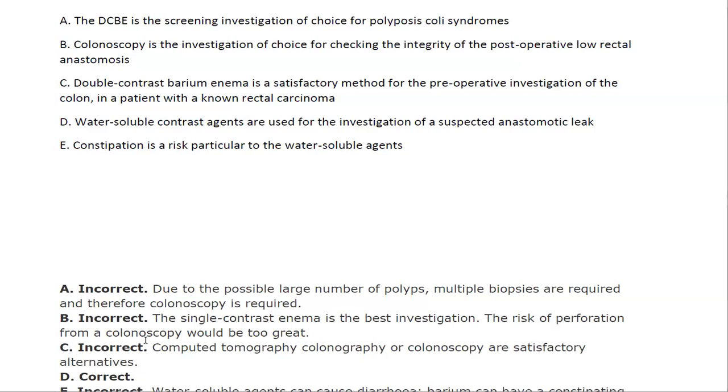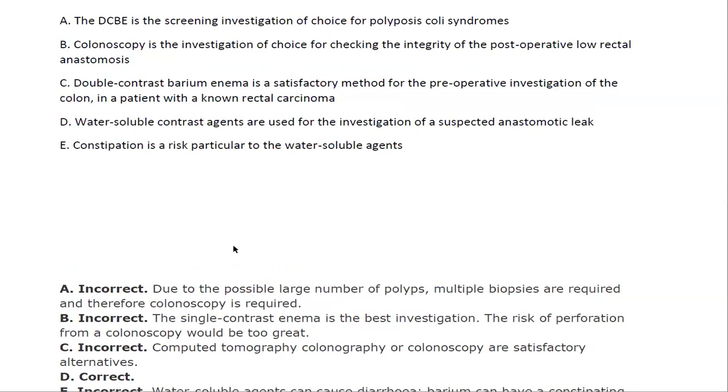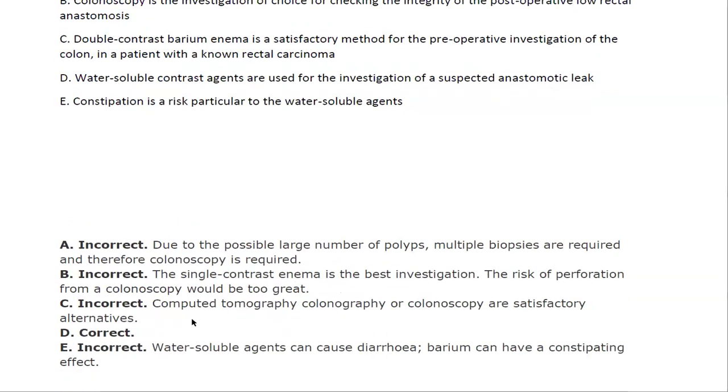The risk of perforation from colonoscopy would be too great, especially if it's a low rectal, post-operative low rectal anastomosis. If you are going to introduce a colonoscope, there is a risk of perforation. So using a single contrast enema is the best one.